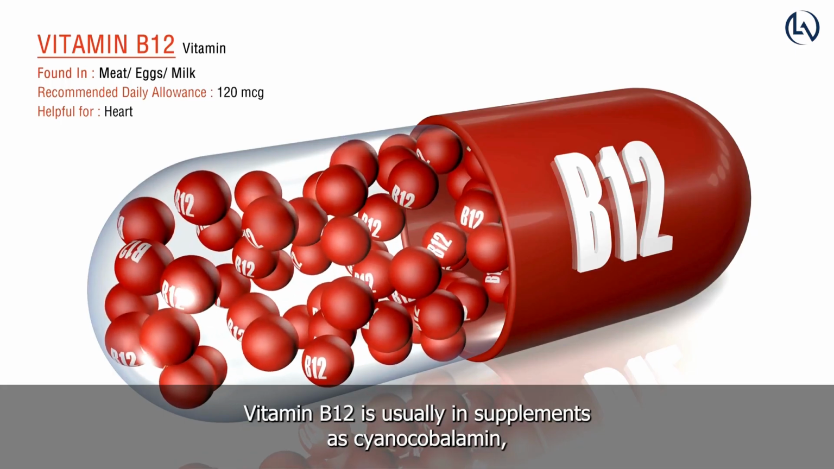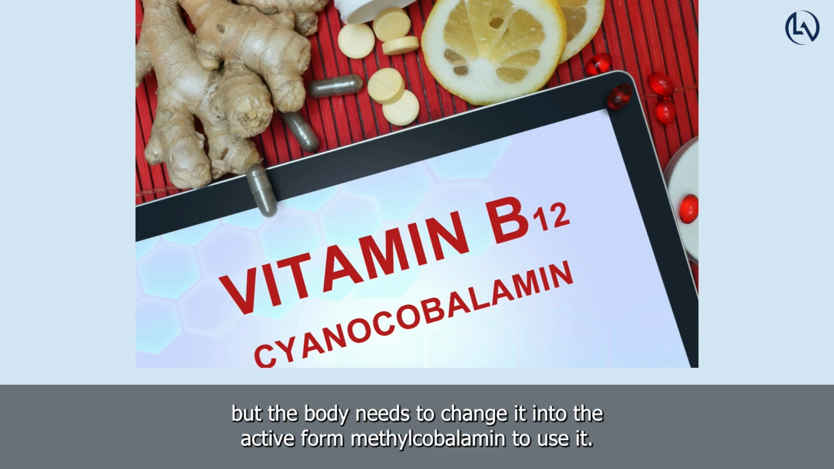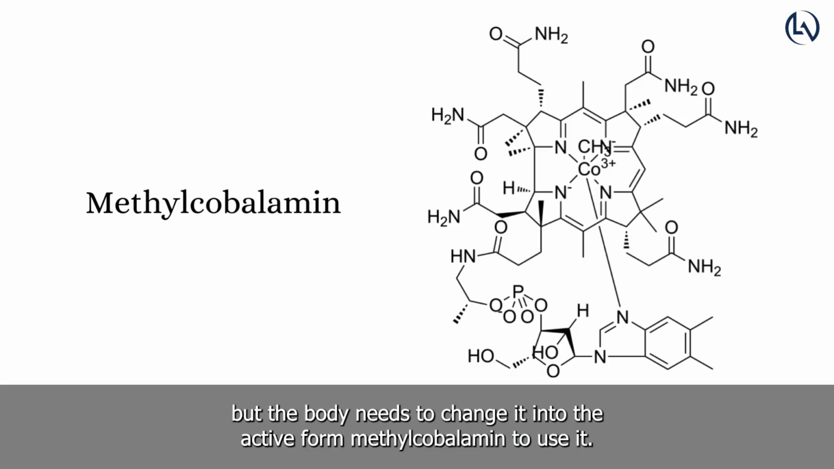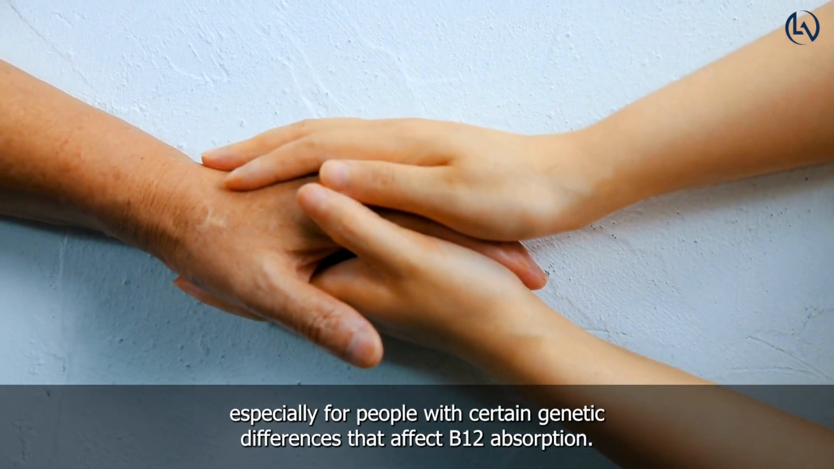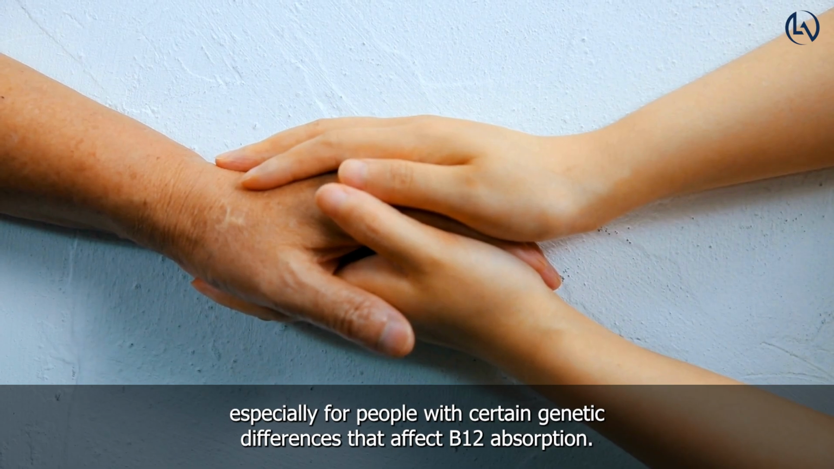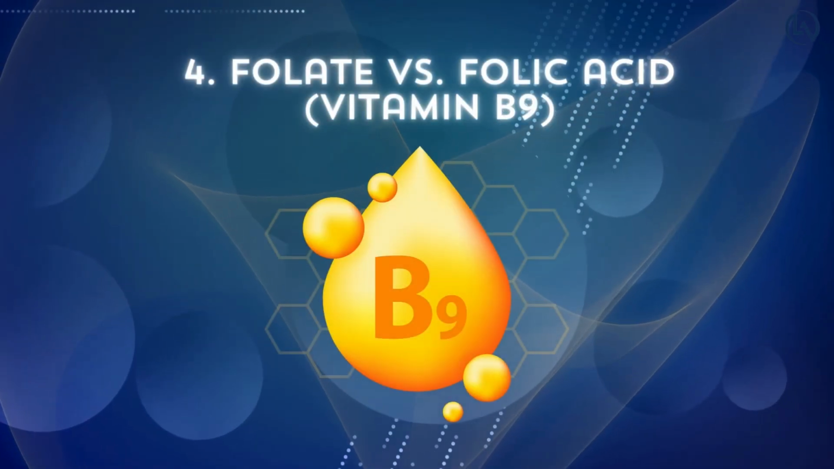Methylcobalamin versus cyanocobalamin. Vitamin B12. Vitamin B12 is usually in supplements as cyanocobalamin, but the body needs to change it into the active form, methylcobalamin, to use it. Taking methylcobalamin directly can help the body use it better, especially for people with certain genetic differences that affect B12 absorption.